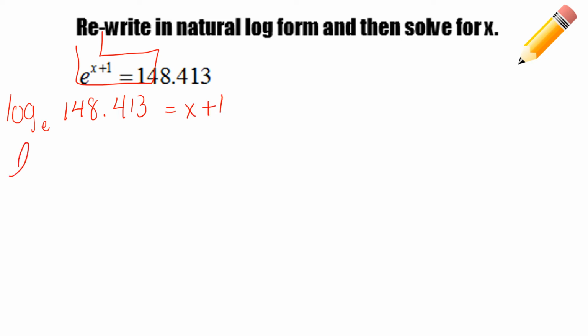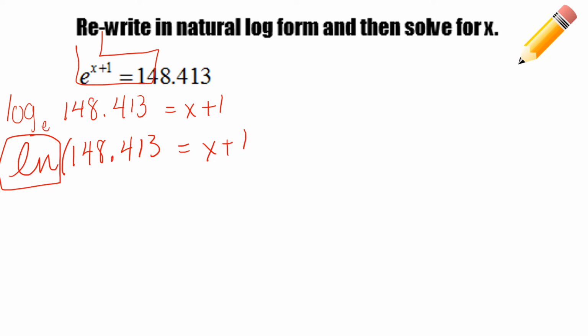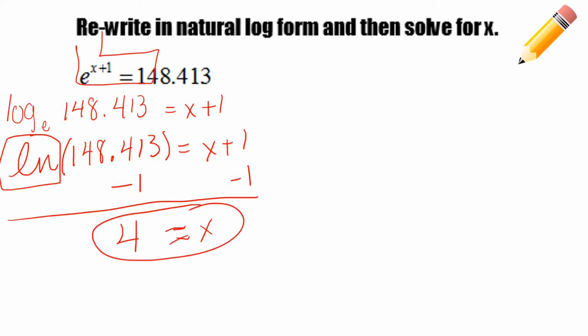So it's going to be ln of 148.413 is equal to x plus 1. And in your calculator, you should have an ln button. So you want to hit that. There's going to be a parentheses. Type in 148.413. Hit the end parentheses, and then hit enter. Whatever that crazy decimal is, you're going to subtract 1 from it on both sides. And then your final answer should be roughly 4. So x is approximately 4 on that guy.